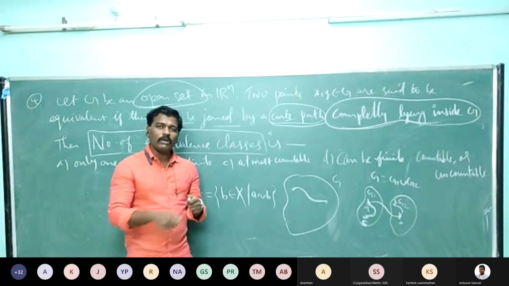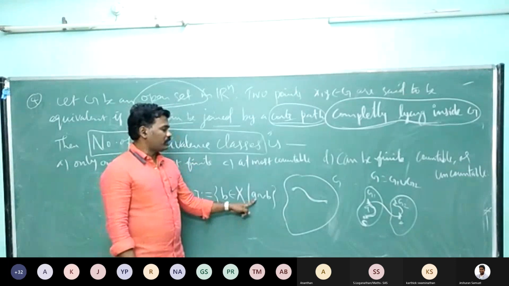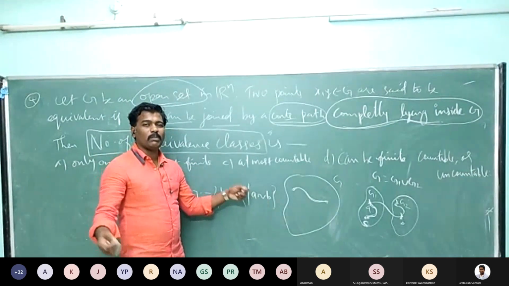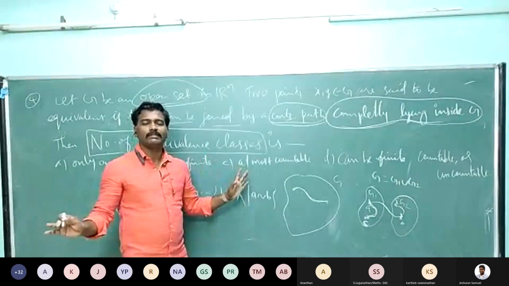Which are the points equivalent to A? Collect all those points. A point A is fixed and B varying. What are the points equivalent to A? Collect all those points. That is called the class of A.